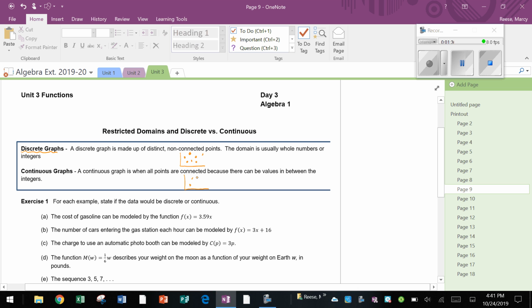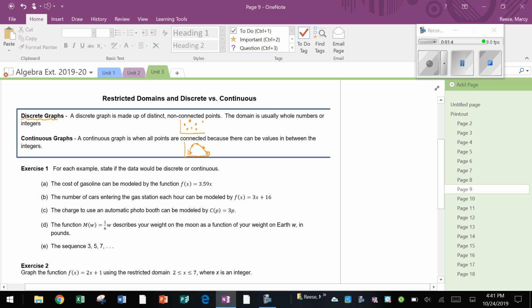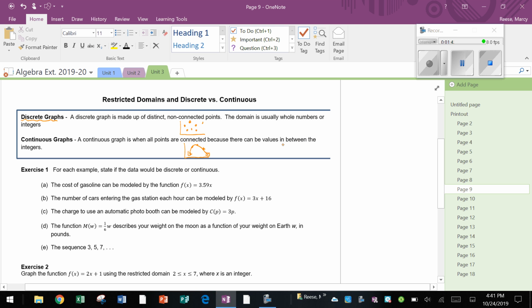So if I have a graph that has coordinate points and I connect the dots, basically, that's a continuous graph. Continuous really includes all numbers, not just integers. Discrete includes just integers or whole numbers. So when we look at exercise 1 down here, and it says tell me whether this is discrete or continuous, just think about whether the inputs are whole numbers or not.